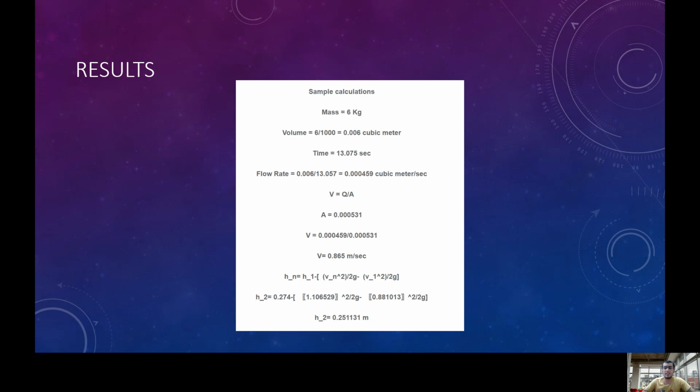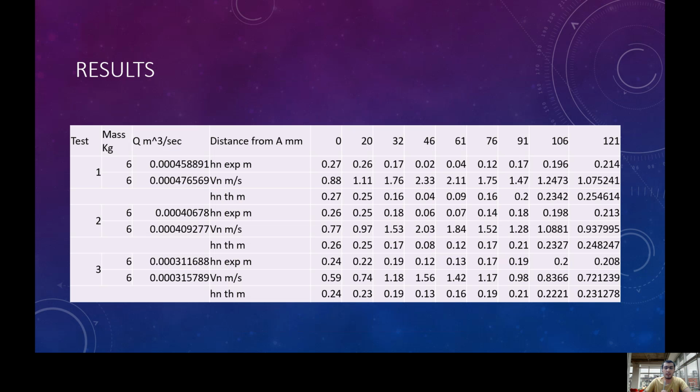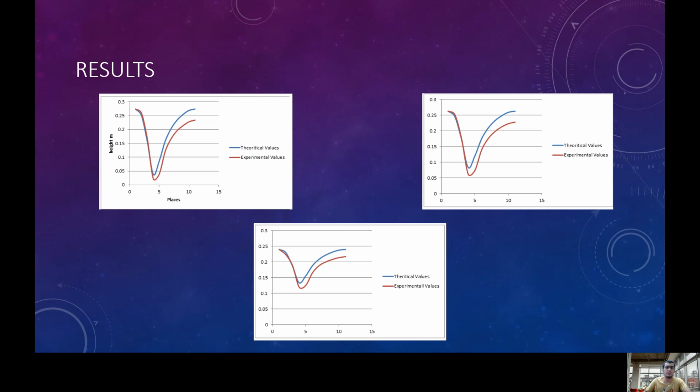Now let's talk about the results. I won't go into details because we don't have too much time, but I will attach my presentation file for reference. So this is the sample calculation for height and velocity, and these are the results we got from the calculations for different probes. And these are the graphs for theoretical values and experimental values.